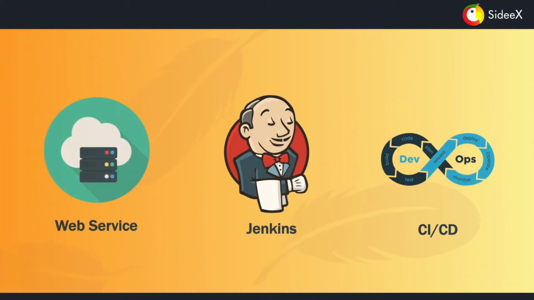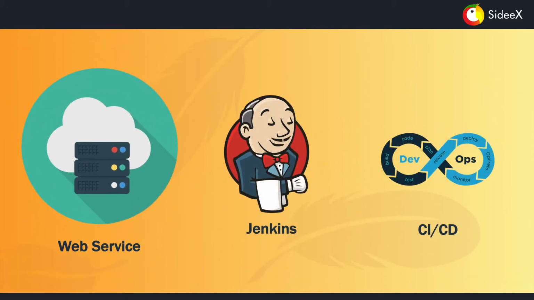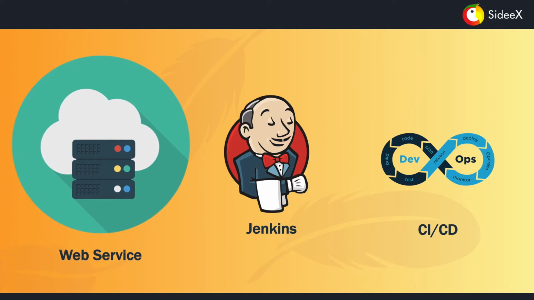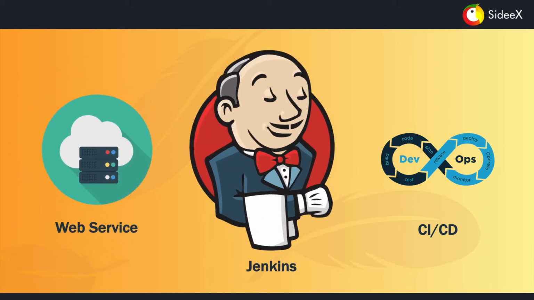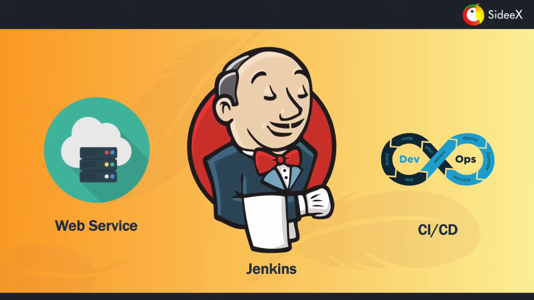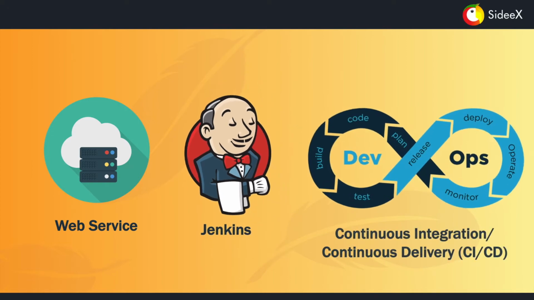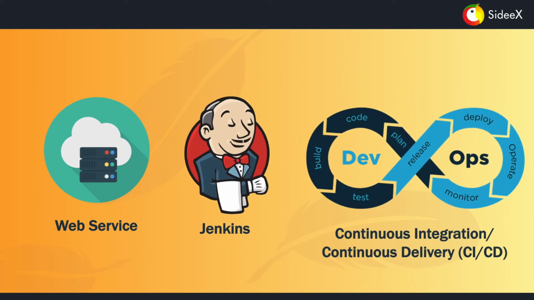First, let's define some terms that I mentioned above. Web service is a server that listens to requests at a particular port over a network to provide some service. Jenkins is an open source automation server that helps automate the parts of software development related to building, testing, and deploying, which can facilitate the process of continuous integration and continuous delivery. Finally, continuous integration and continuous delivery is a software development mechanism that enables a development team to deliver their code changes more frequently and reliably.